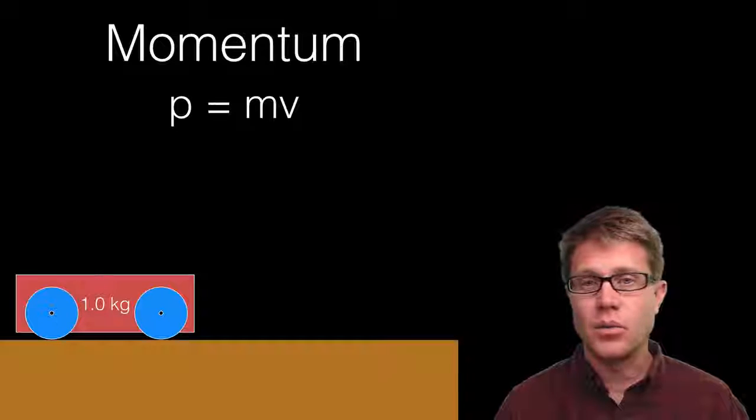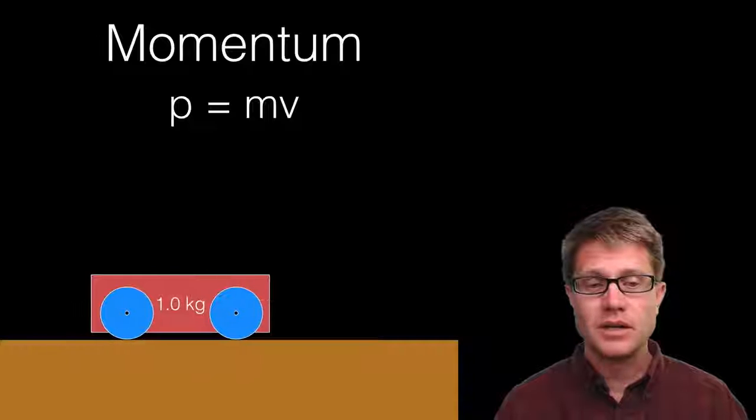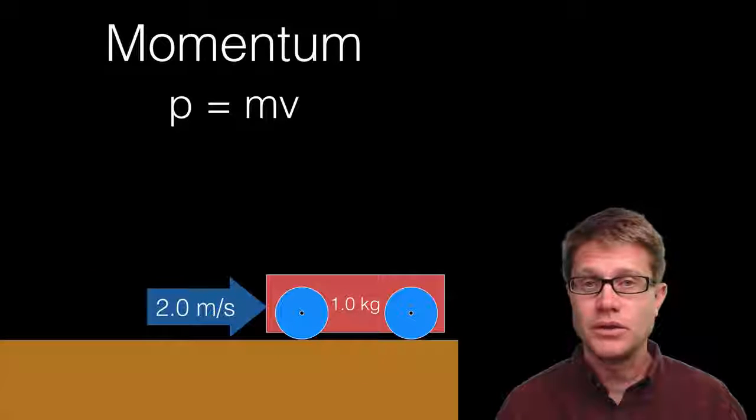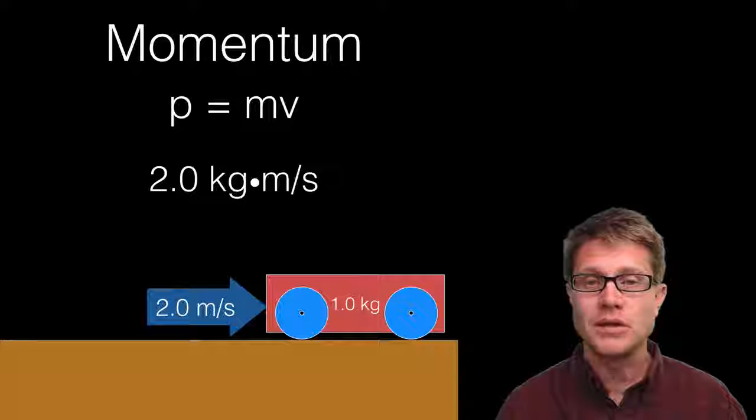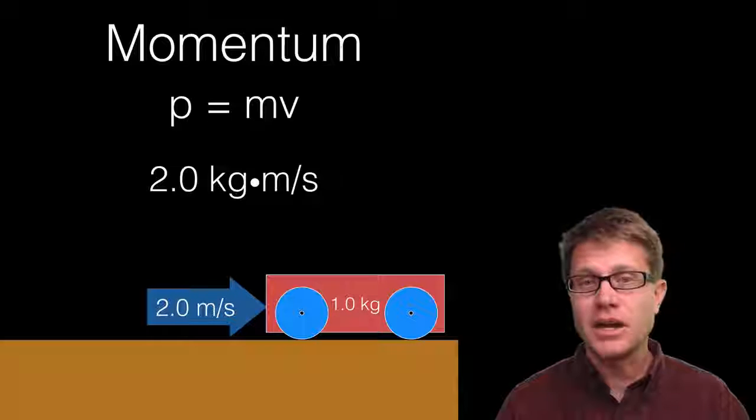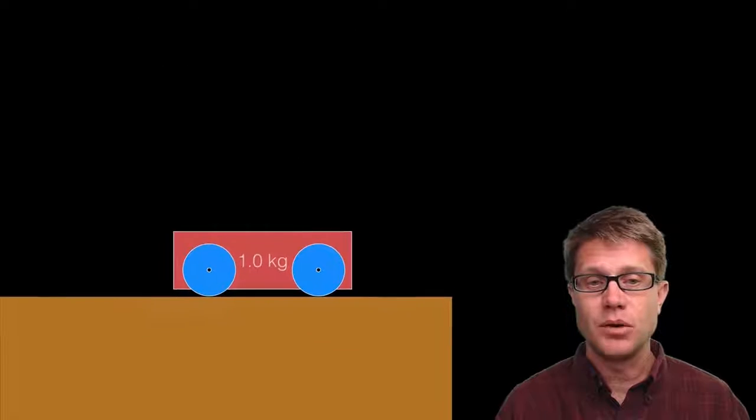So if we have this cart here, a 1.0 kilogram cart, and it's moving with a velocity of 2.0 meters per second, figuring out its momentum is really easy. You simply multiply 1.0 times 2.0, and so our momentum is going to be 2.0 kilogram meters per second. And so if we add velocity to the right, we're going to increase that momentum.